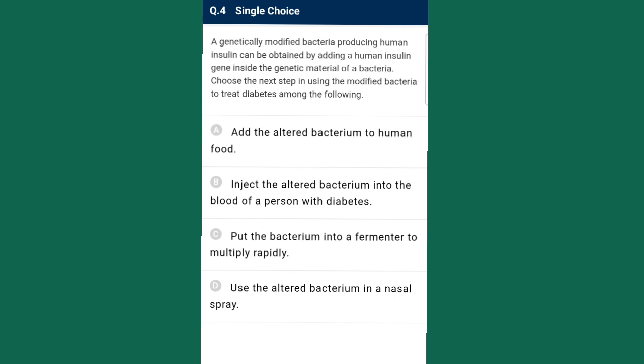The insulin produced can be purified after extraction via various downstream processing. Using the altered bacteria directly may cause undesired reactions to the diabetic patients. So the answer for this question is option C, put the bacterium into fermenter to multiply rapidly.